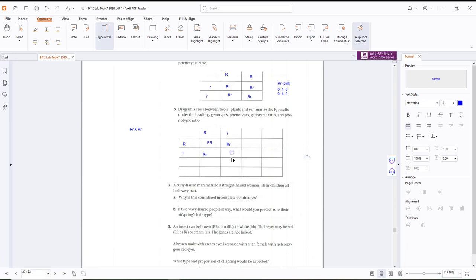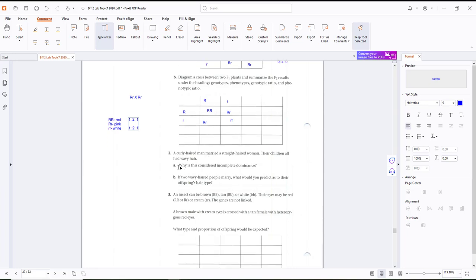All right, so then from here we need our genotypes. So we have big R, big R. So what was the phenotype there? That would be red. Okay, we have big R, little r, so that's pink. And then we have little r, little r, that's white. What is the genotypic frequency? We have 1 red to 2 pink to 1 white. Phenotypic frequency should be the same. Okay.